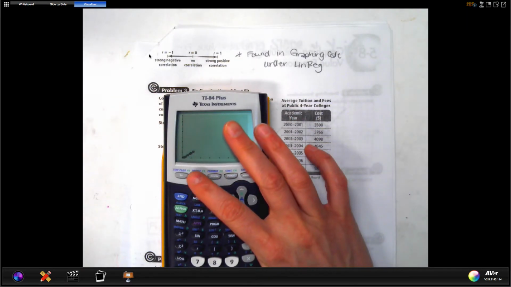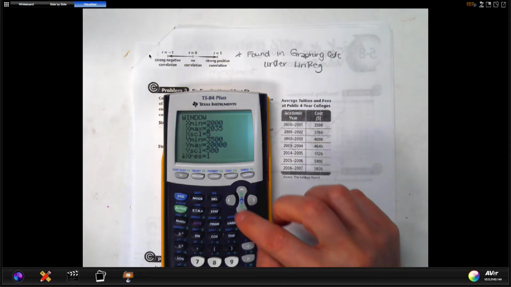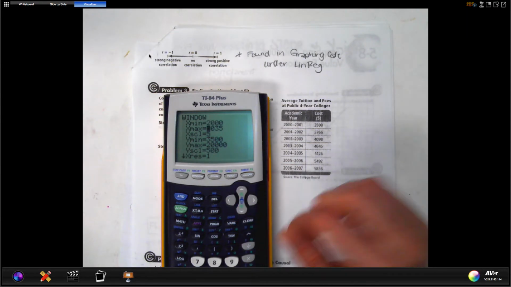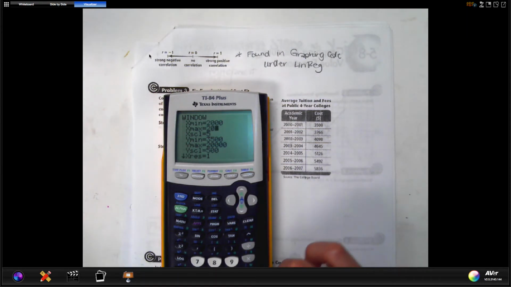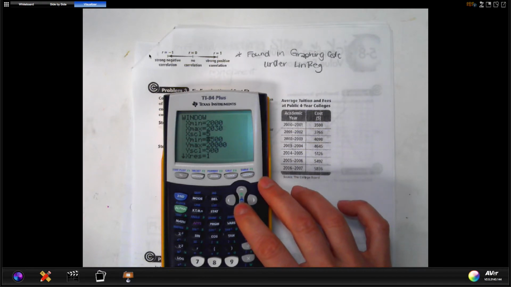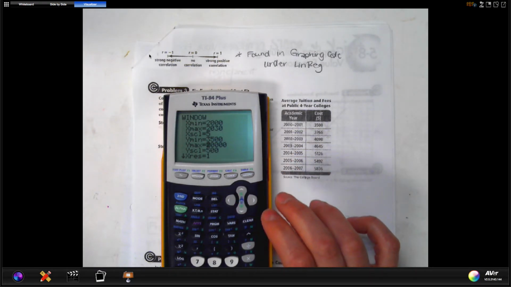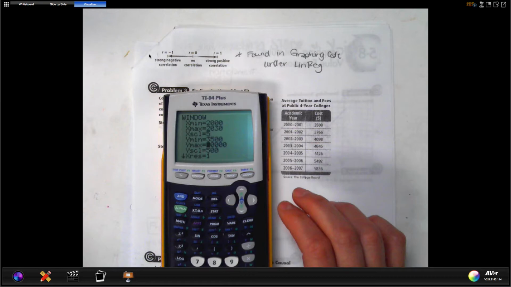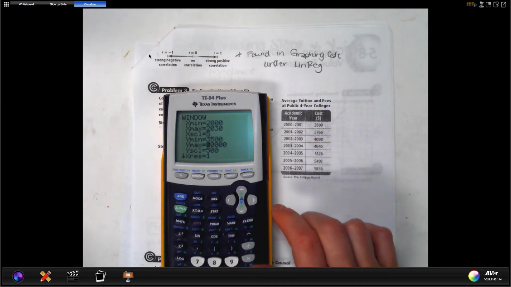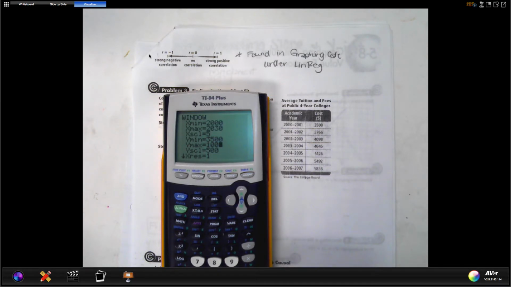Let's change our maxes in our window. So let's do our x maximum to, let's say, 2030. And let's do our y maximum. Let's really shrink that up. It was at 3,500, and we made it go to 20,000. Let's start by making it go to only 10,000.